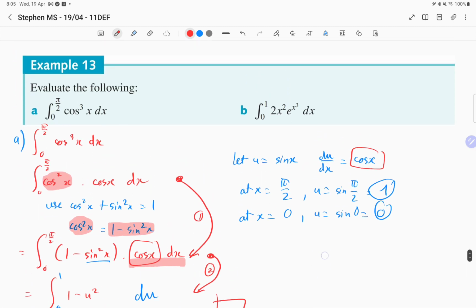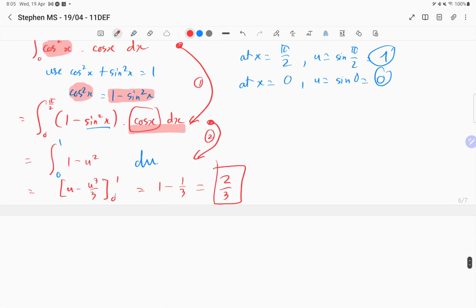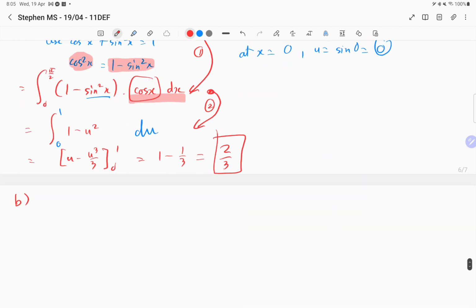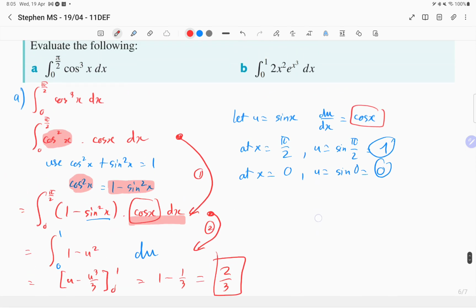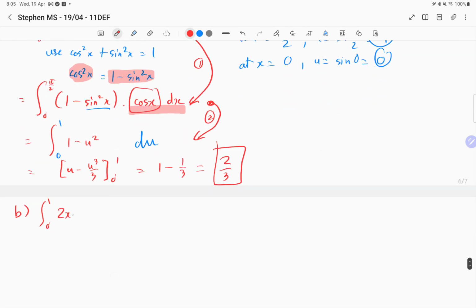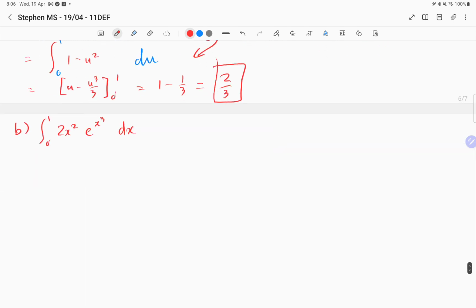Cool. Okay, so that's A. And then B is easier. When you see trigonometry, you start sweating, and tell yourself, I gotta be very careful. But when you see exponential, easy stuff. 2x squared e power x cubed dx. Okay? Let u equals to x cubed. Yeah, so then du over dx is 3x squared, right?